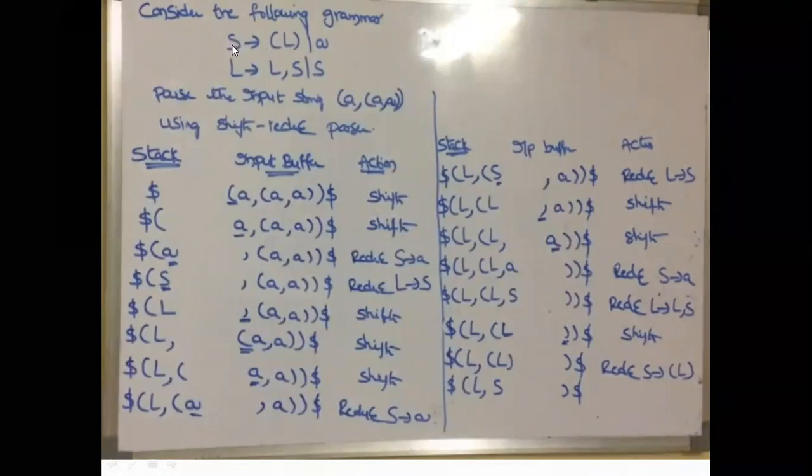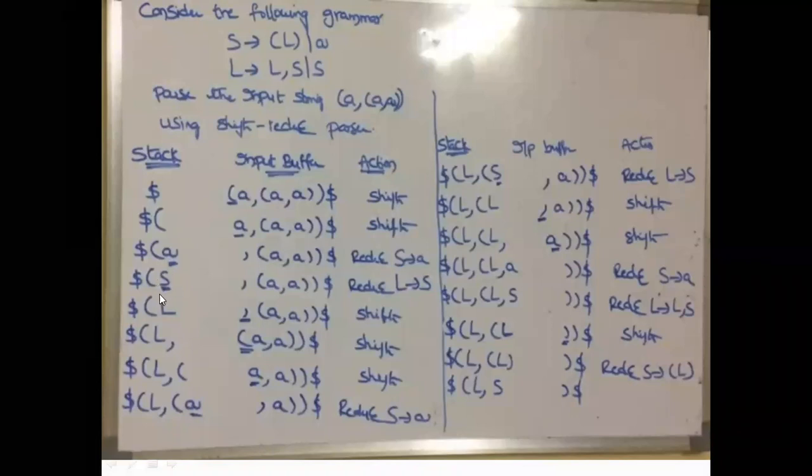So small a is replaced with the left side non-terminal. What is the action here? Reduce action. What is reduce action? S is a production with small a, so that small a is replaced with the left side non-terminal, that is capital S.